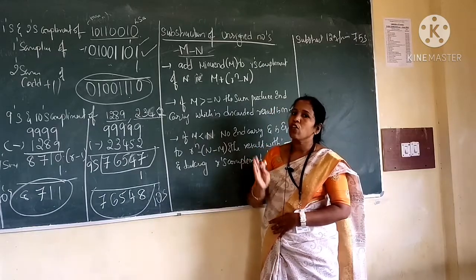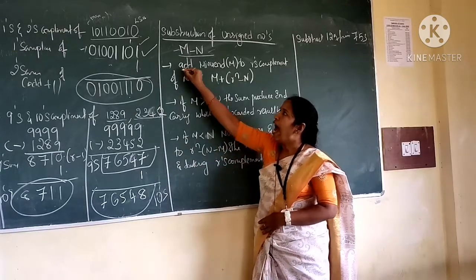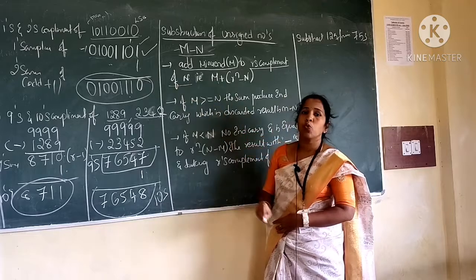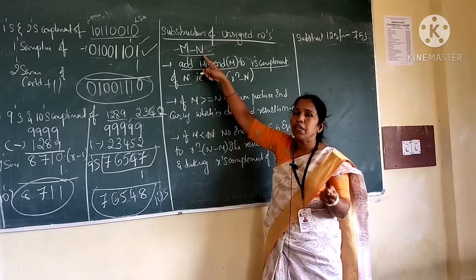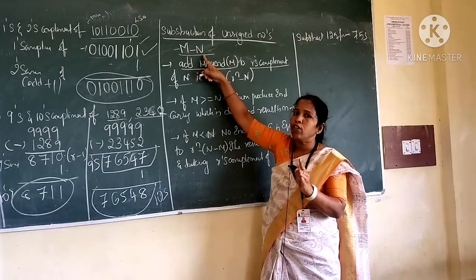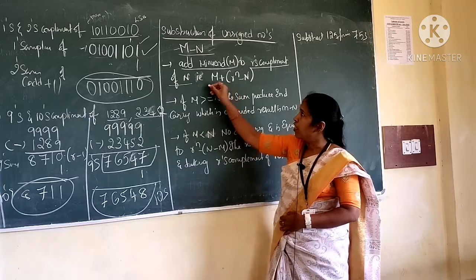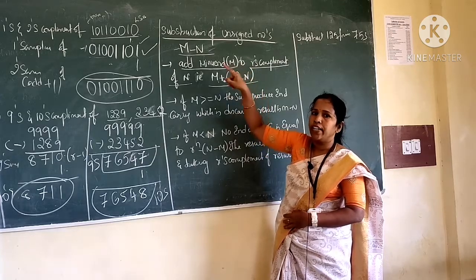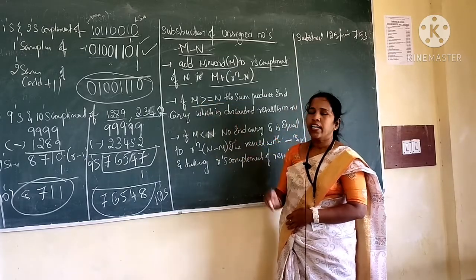Whenever you are doing subtraction of unsigned numbers, you have to follow these 3 steps, right? First step: add the minuend m to the r's complement of n. That is, m plus r's complement of n. If you are taking the decimal number system, then take the tens complement of n. If you are taking the binary number system, you have to take the 2's complement of n. So m should be added with the 2's complement of n.